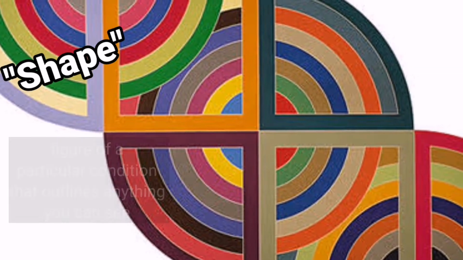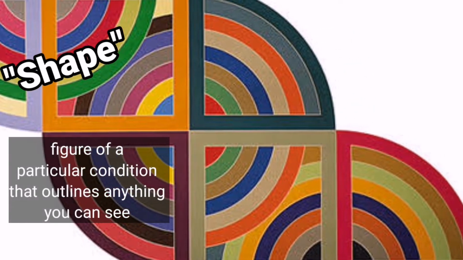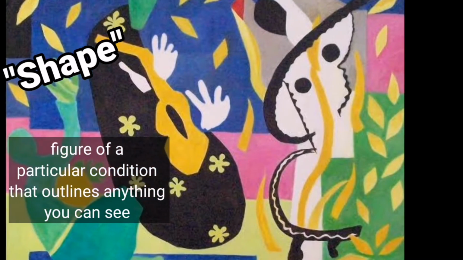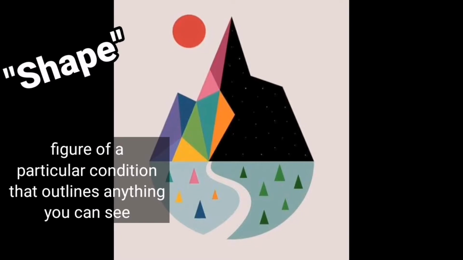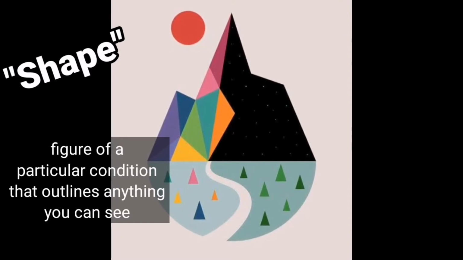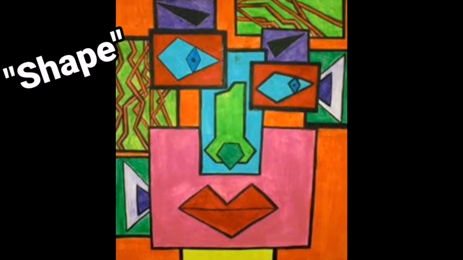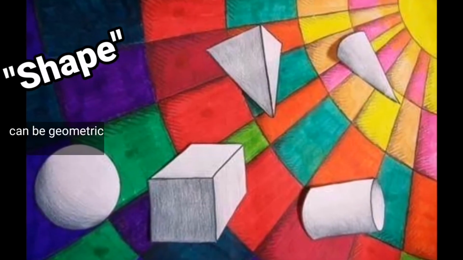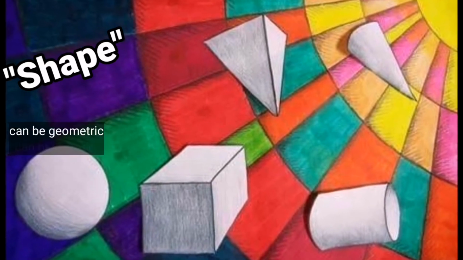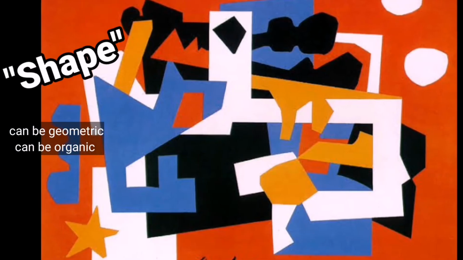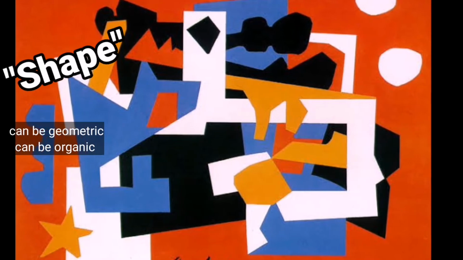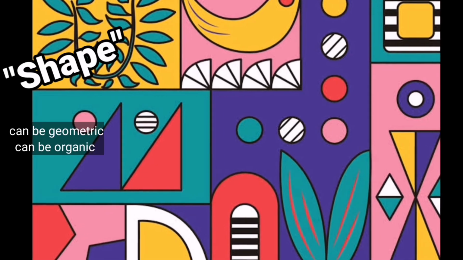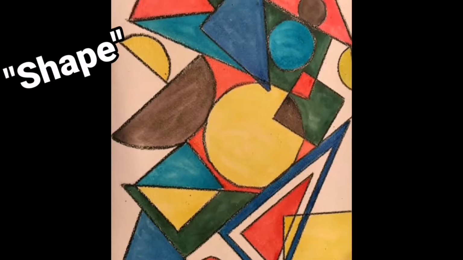This refers to the figure of a particular condition that outlines anything you can see. Shape is the result of closed lines. They are two-dimensional and flat. Shapes can be geometric, such as squares or triangles, or they can be organic and not have defined parameters, and are more curved and abstract. Shapes in art can be used to control how the viewer perceives a piece.